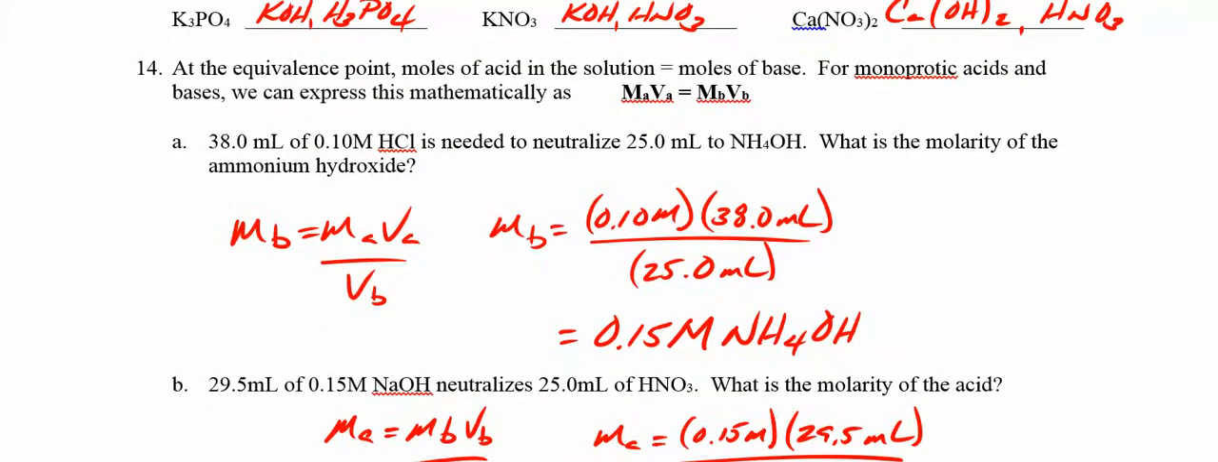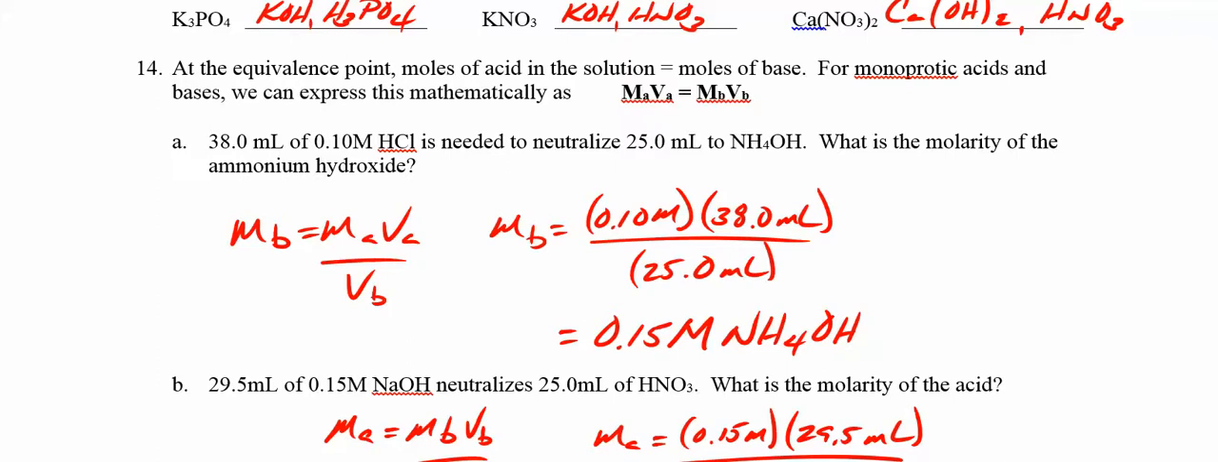All right, so we'll finish this up with some titration calculations. It says at the equivalence point, moles of acid in the solution is equal to moles of base. For monoprotic acids and bases, we can express this mathematically as M sub A times V sub A is equal to M sub B times V sub B. So let's look at the problem. For A, 38 milliliters of a 0.1 molar hydrochloric acid solution is needed to neutralize 25 milliliters of ammonium hydroxide. What is the molarity of the ammonium hydroxide?